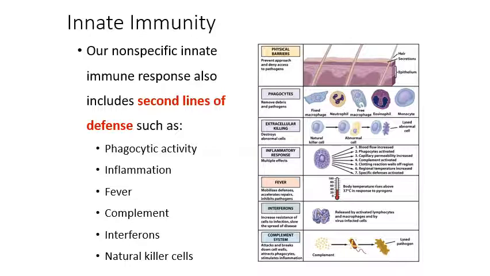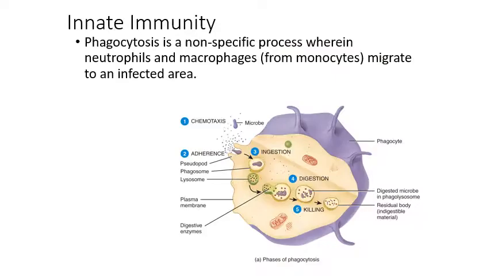So there are 6 different components of your second line of defense, and that's phagocytosis, which is just white blood cells eating pathogens, inflammation, fever, complement system, interferons, and natural killer cells. So we're going to talk about each one of these individually. All right, so first one was phagocytosis, and this one is incredibly important.